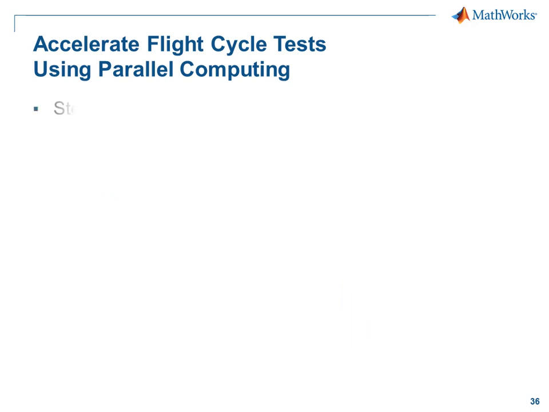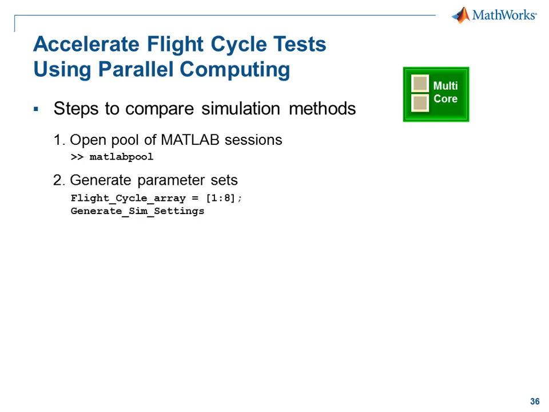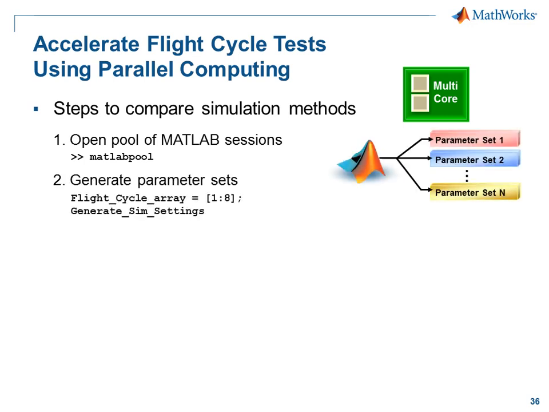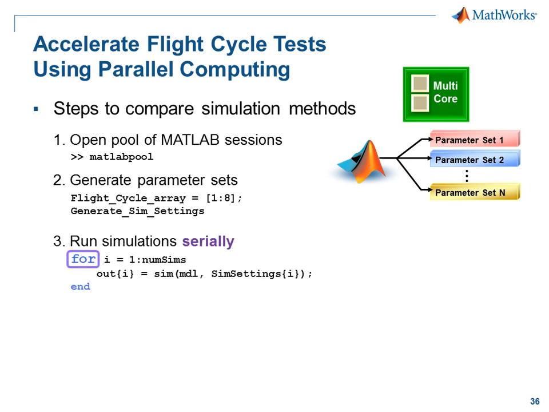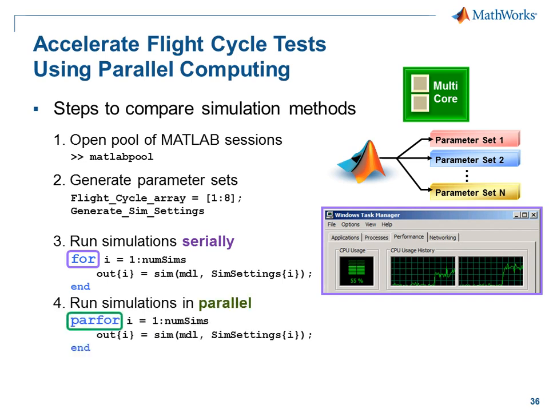Here are the steps that we need to go through. First, we will open a pool of MATLAB sessions using the command matlabpool. Next, we will generate the parameter sets corresponding to the tests we wish to run. We will then run the simulations serially, one after another, and then compare the amount of simulation time to when we run those in parallel. I'll now switch over to the model so you can see how this is done.